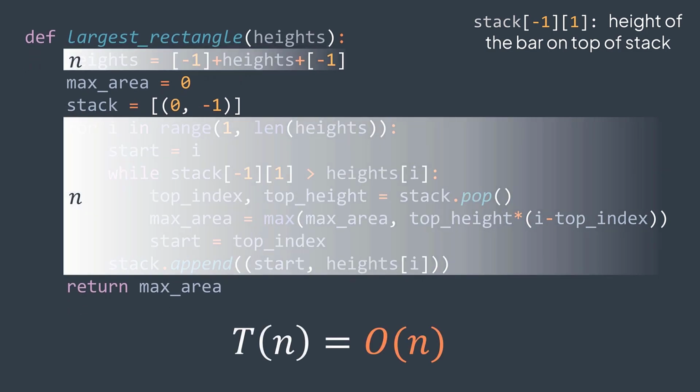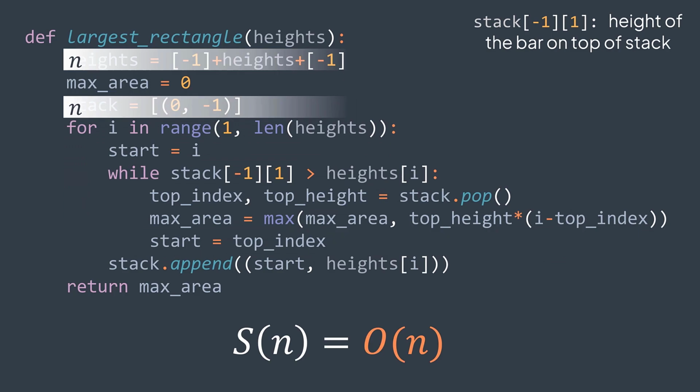For the time complexity, once again, the inner while loop will do at most n iterations in total because each bar is pushed and popped only once. We get an O of n time complexity. And for the space complexity, O of n because of the stack and height array.